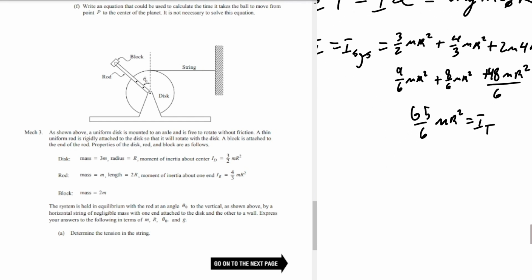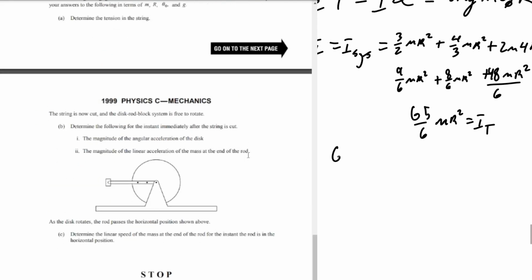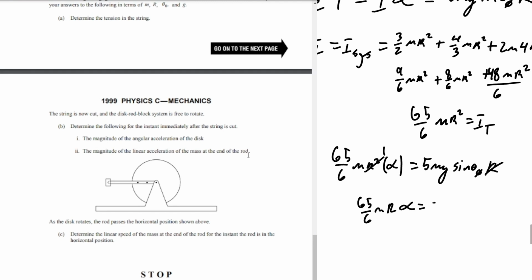Now we can use Newton's second law. So they want the angular acceleration, right? Yeah. So we'll say 65 over 6mr squared times angular acceleration equals 5 mg sine theta naught r, right? So 65 over 6, I'll cancel r's, and this is r to the first because r squared divided by r gives me just r. Angular acceleration, 5 mg sine theta naught. Now I'm going to divide by 65 over 6 mr squared on both sides to get angular acceleration by itself.